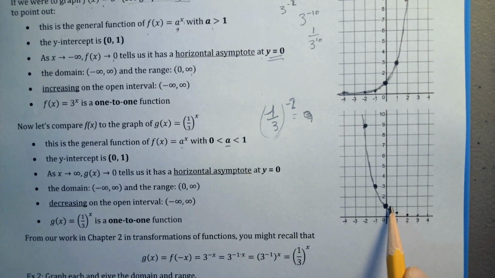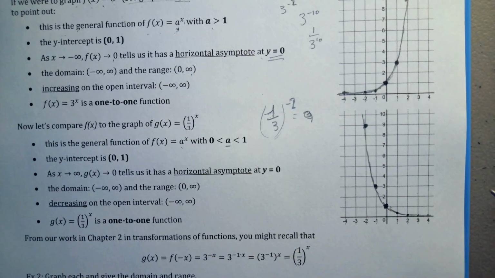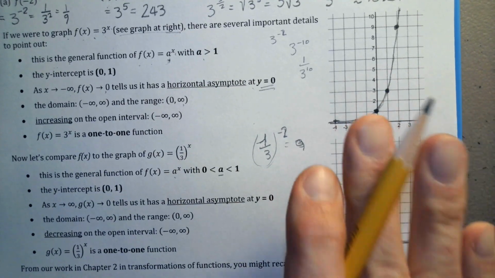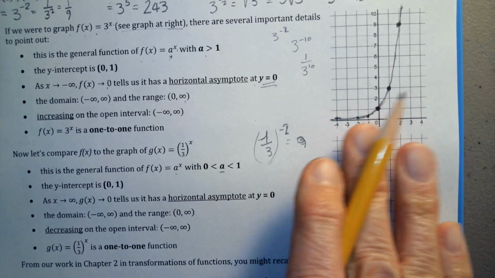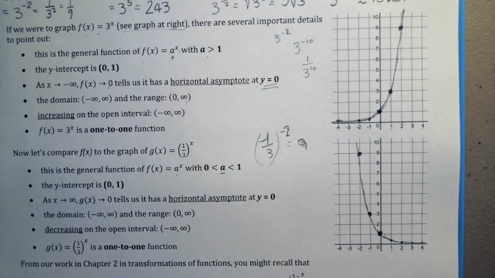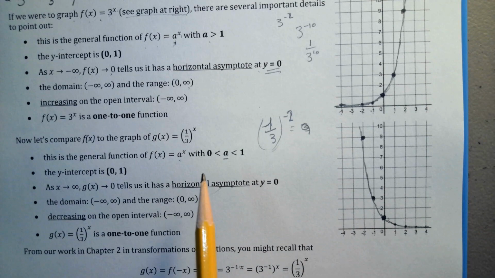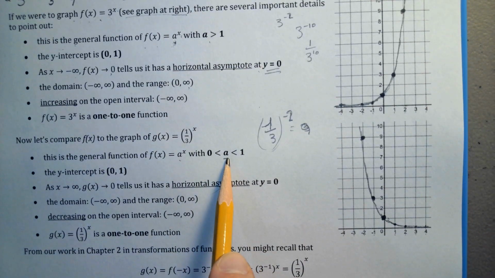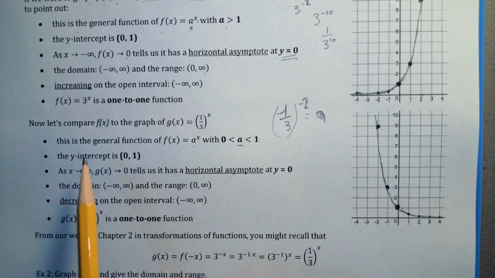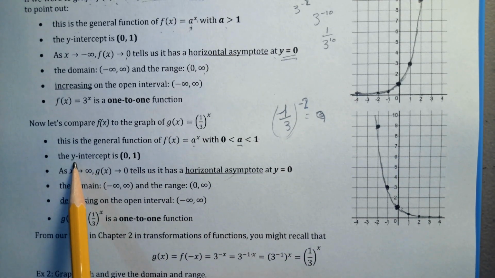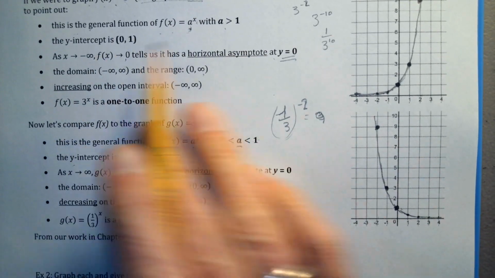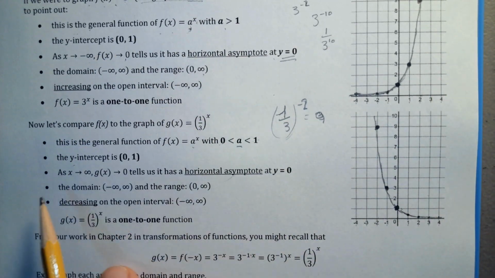And you can see this is very similar in shape to the previous one, except it is reversed, right? It's a reflection about the y-axis. We'll talk about that more in a second. So we know here in this case, a is between 0 and 1. The y-intercept is the same as the y-intercept we saw up above, (0, 1).